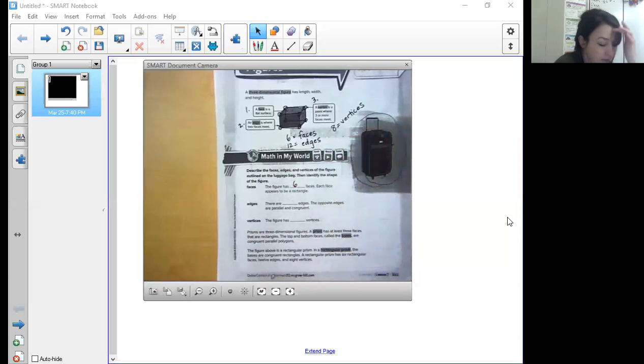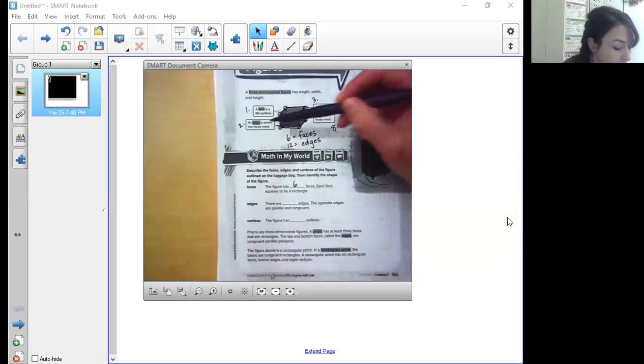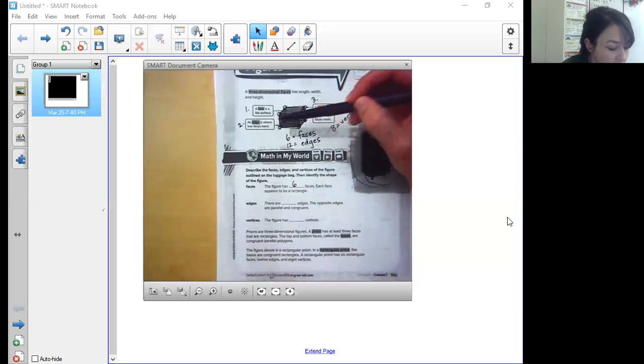And each face appears to be a rectangle. Then we're going to go to edges. There are blank edges. The opposite edges are parallel and congruent. So up here, if I had forgotten, I can go back up to number 2 and see the edges where the two faces meet.